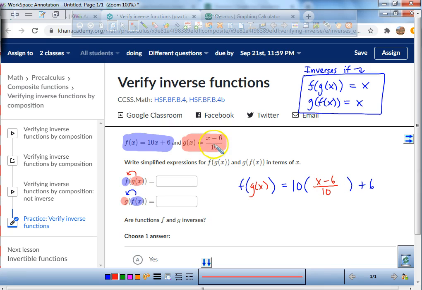So I'm basically taking the red function. I'm taking this guy right here. And what am I doing? I'm plugging it in right there. That's what I'm doing. Taking one function and plugging it into the other. All right, let's see what happens when we do this, guys.